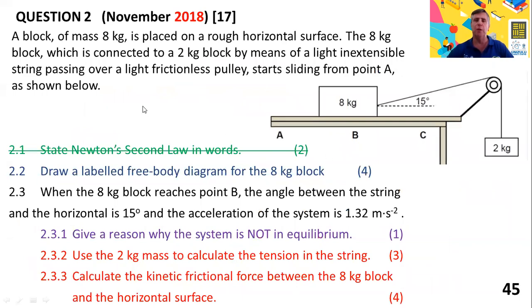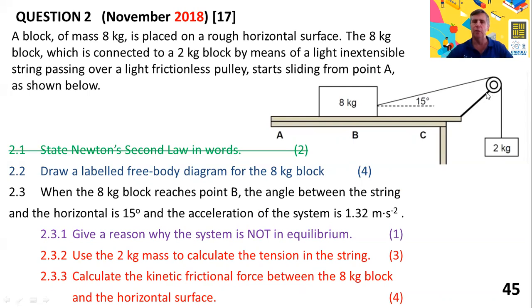Let's go to November 2018. I will do this for you as an illustrative exam example. And then the next 2, I'm going to ask you to try them, and then I will go through them with you. So it's a typical question on a table which has a rough horizontal surface. Notice that word, that means friction. You've got an 8-kilogram block connected to a 2-kilogram block by means of a light, inextensible string. If you don't know that word, it just means the string can't be stretched.